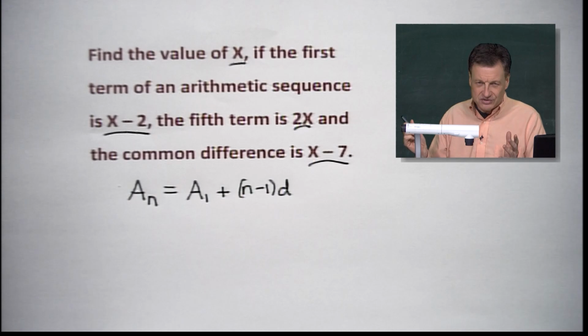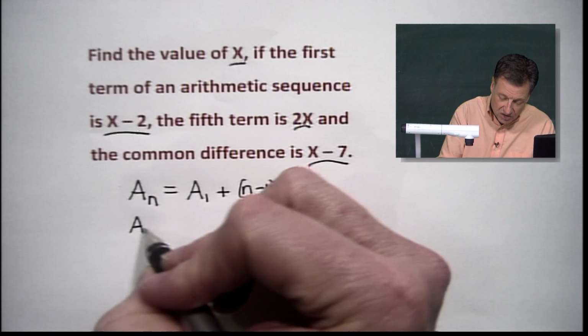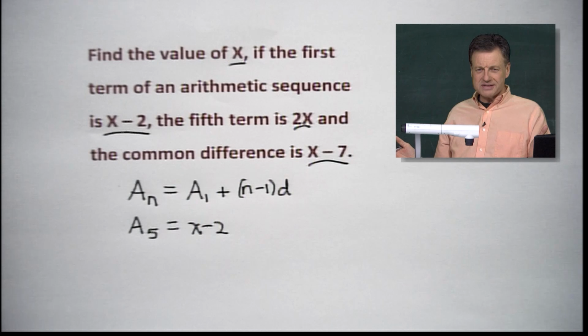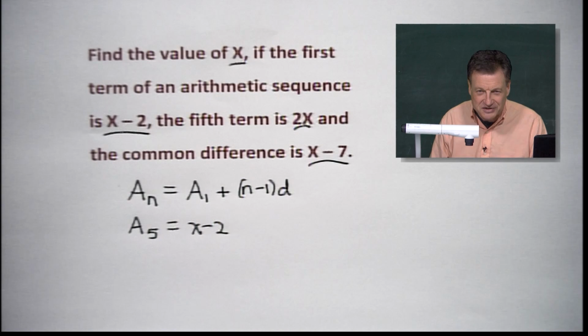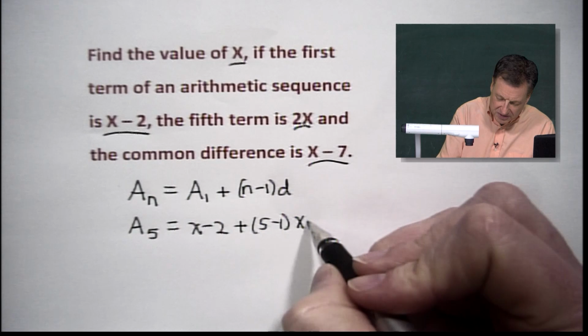Now, what are we going to do? Well, we're going to substitute a lot of things. Even though we have no real numbers except for n, we know n is 5. So we've got a sub 5, or the fifth term, equals my first term, which is x minus 2. Just put it in there. We're going to fix that a5 in just a second, because we know something about it too. And the common difference, well, n is 5, so we're going to say plus 5 minus 1 times our difference, which is x minus 7.